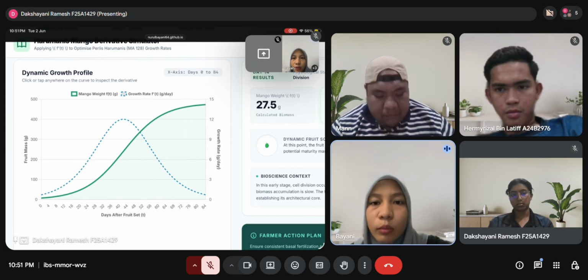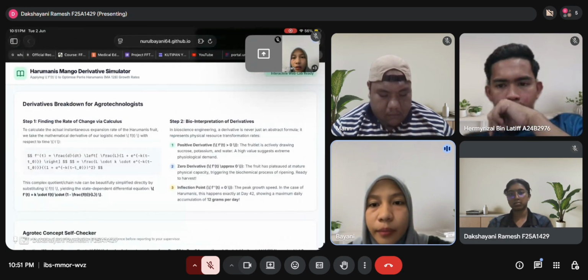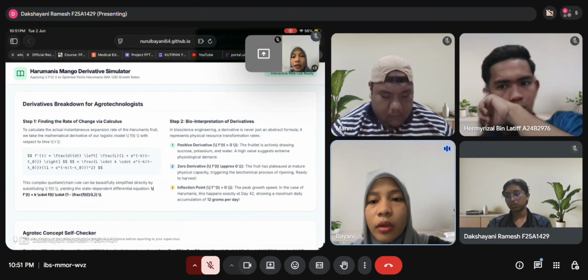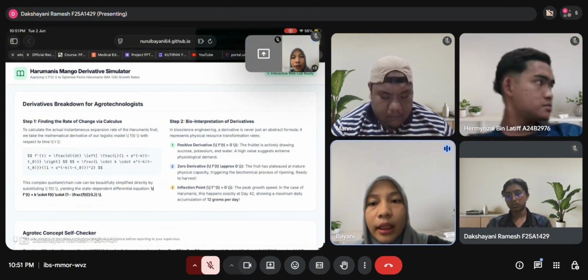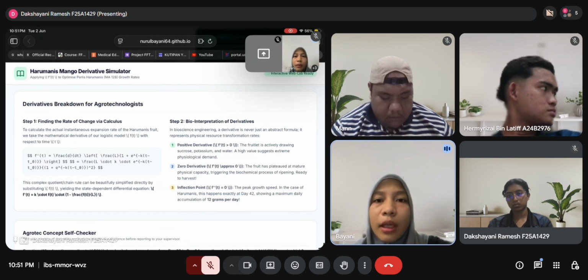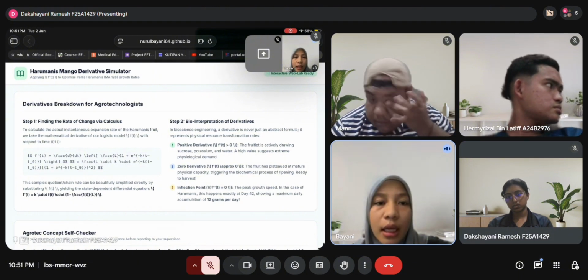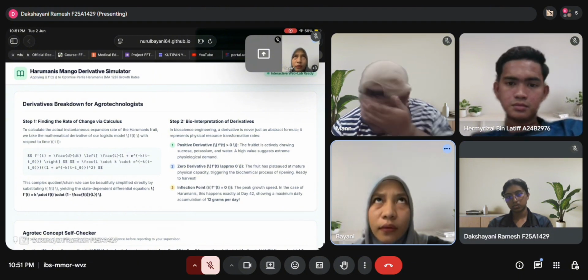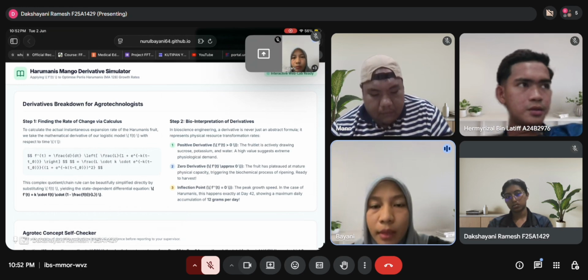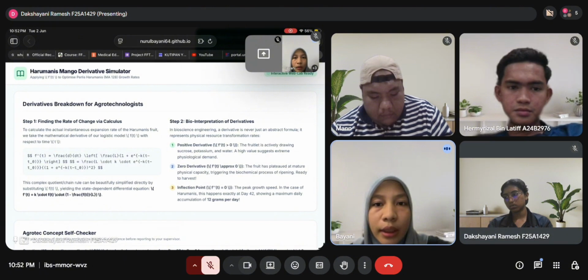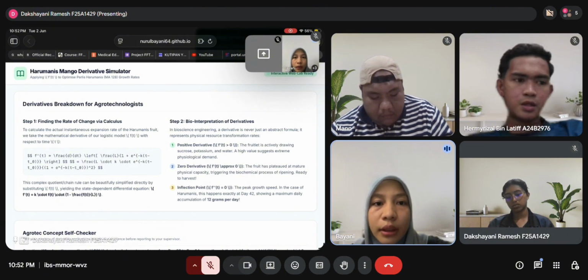Let's look at the simulator. We use the logistic model to track growth velocity. F prime of t equals k times f of t multiplied by 1 minus f of t over L. This proves growth rate depends on current size and the 480 gram max limit.